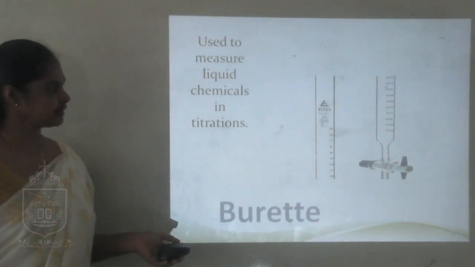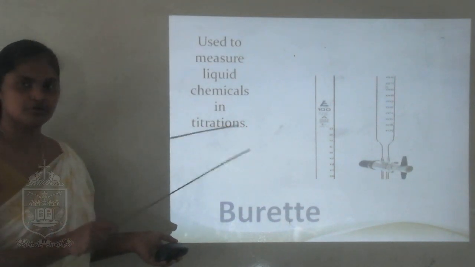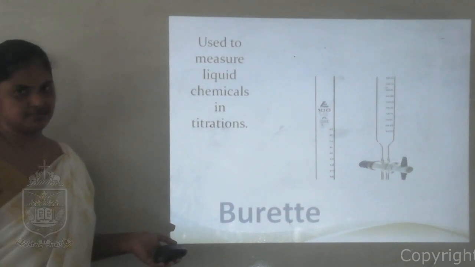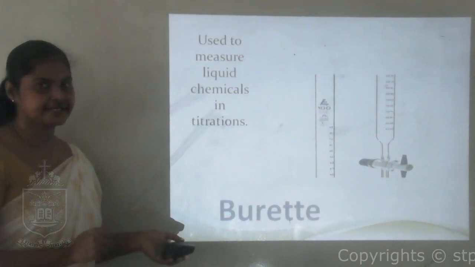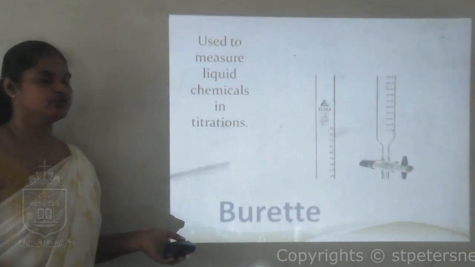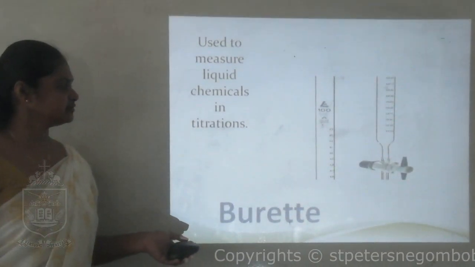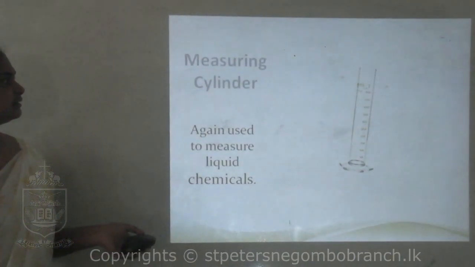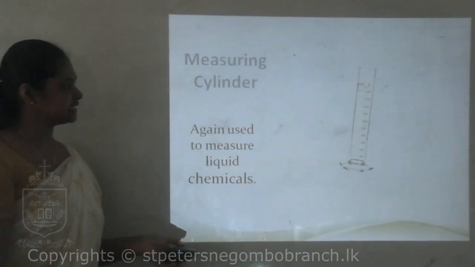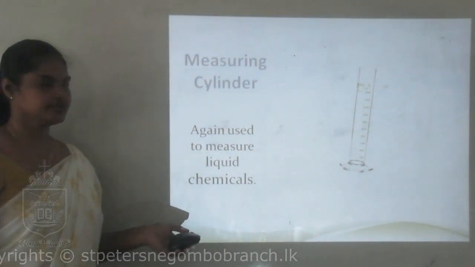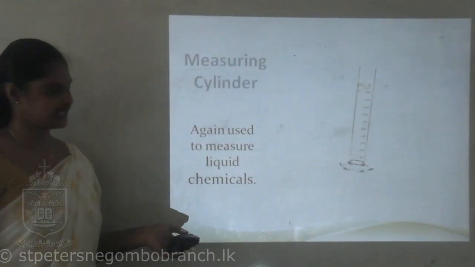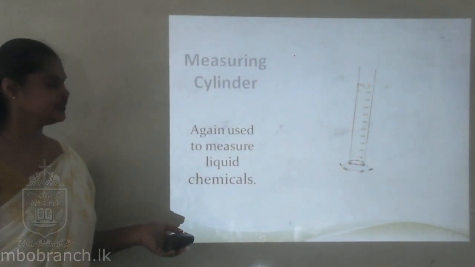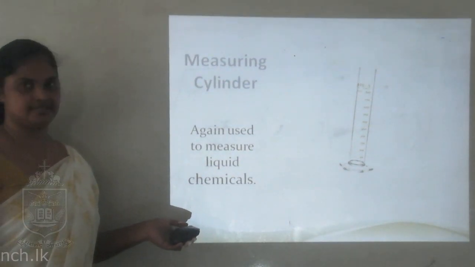And next one is a burette. This is also another equipment that they use to measure liquid chemicals. We are using it for titrations. When you grow up, when you go to the A-level class, you will be able to learn what titrations actually are. And then this is the measuring cylinder. I'm pretty sure that you have seen this measuring cylinder in the science lab. Here also you have a milliliter scale. Again, we use it to measure liquid chemicals.